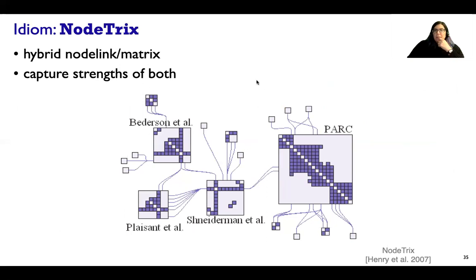Of course, people can do things like, well, why don't we try to have the best of both worlds, right? So here's one system called Nodetrix that said, where there's a lot of cluster structure, we could have these little mini adjacency matrices, and then we could have some node-link things sort of hanging off around the edges. So we could really have this sort of hybrid view. That's one approach.